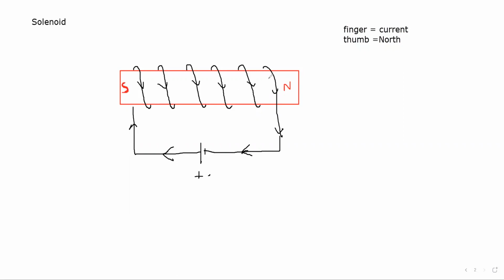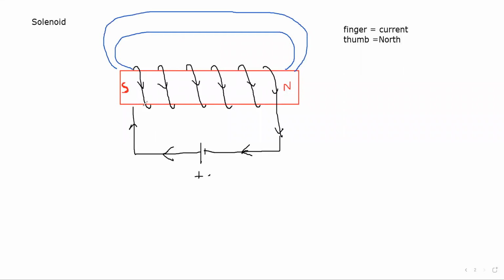So basically this wire will produce magnetic field lines like a bar magnet. And what are the magnetic field lines for a bar magnet? It's from north to south. So this blue line is representing a magnetic field which is from north to south.